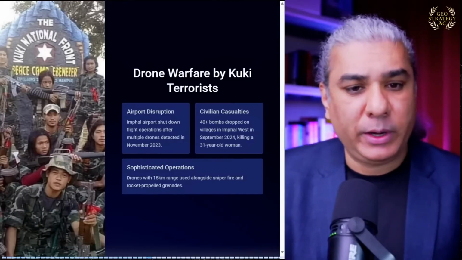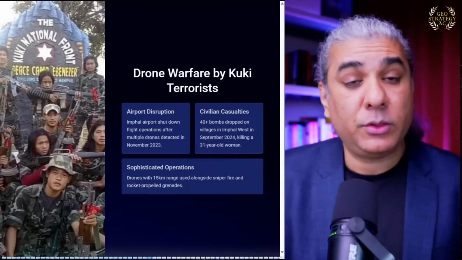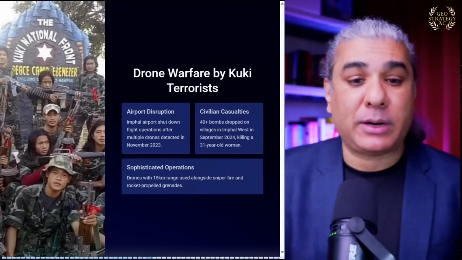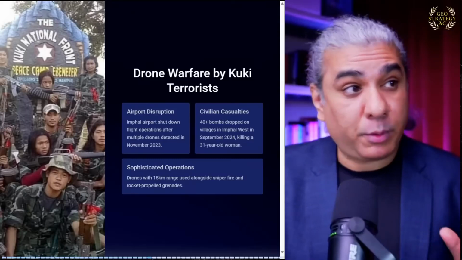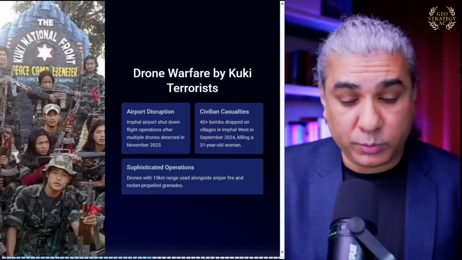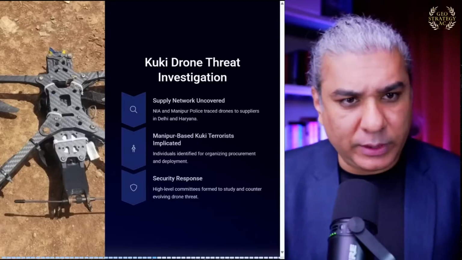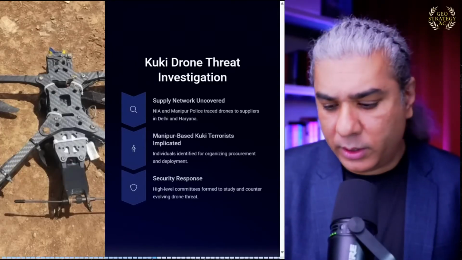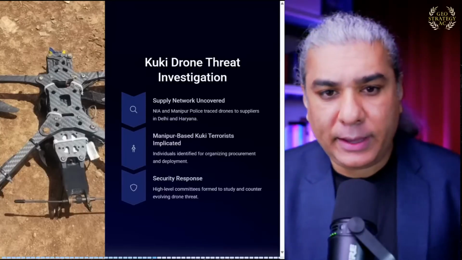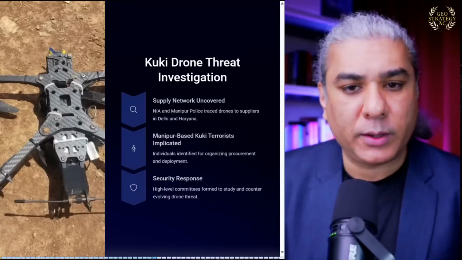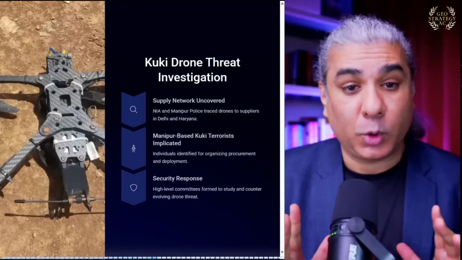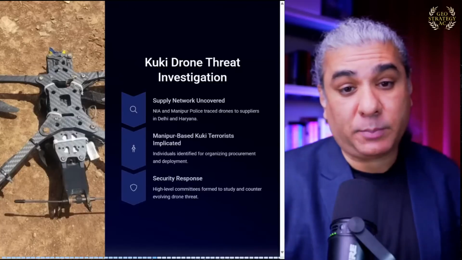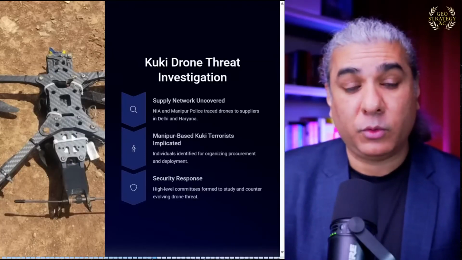And the drones these terrorists have been using have a 15-kilometer range, apparently. And these drones are being used alongside sniper fire and rocket propelled grenades, RPGs. So Indian citizens are possibly even now being targeted by drones used by Kuki terrorists in India's Far East, in Manipur. So what was found? What were the results of the investigation about the Kuki drone operations? The NIA and Manipur police uncovered the supply network. They traced these drones to suppliers in Delhi and Haryana. Interesting. And these drones were then supplied to individuals who were working for Kuki terrorists.